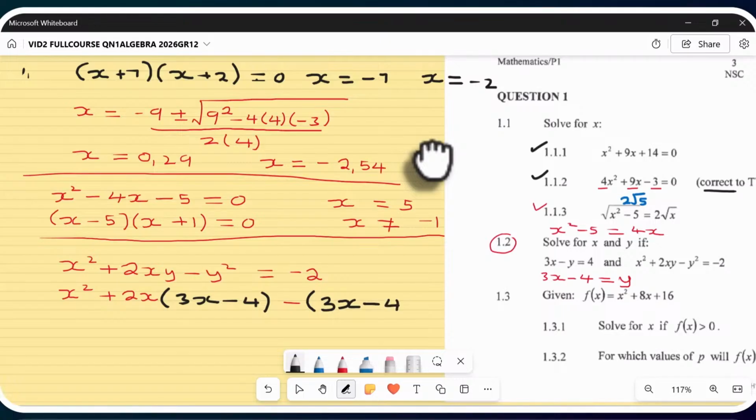Minus 2 times 3x times 4. That is 24, so minus 24x. Then if you square the negative 4, what do you get? Square negative 4, you get 16. Plus 16. Okay. And the negative 2.